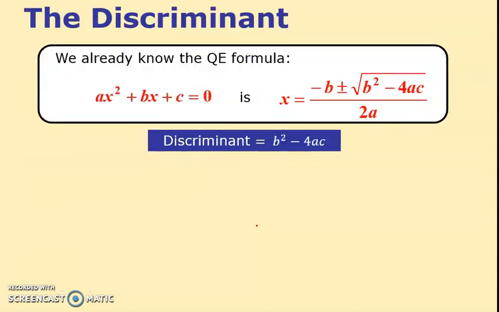Look, this is the equation we already know. It's the quadratic equation formula. And you'll notice x equals minus b plus or minus square root of b squared minus 4ac all over 2a. This is the important bit.